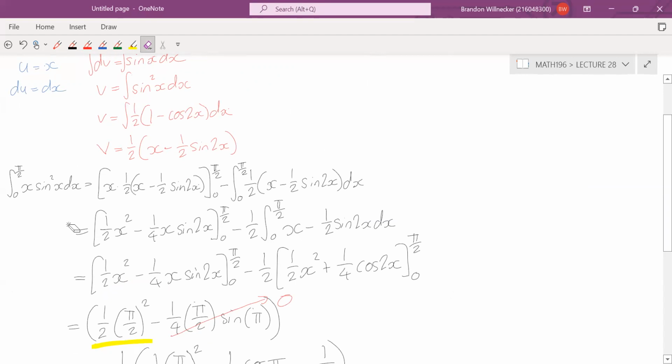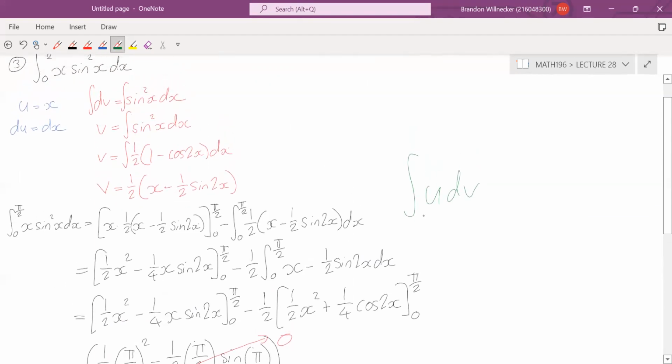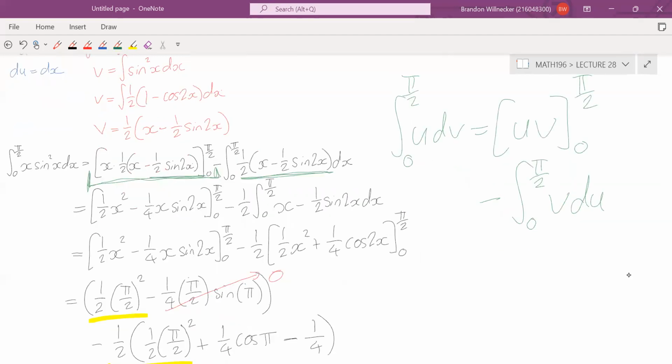So the second step here is exactly what we did last time. It was the integral of u dv, but now the bounds are from 0 to pi over 2. So this is equal to u times v, evaluated from 0 to pi over 2. That's this part here. Minus the integral from 0 to pi over 2 of v du. That's this part over here. Okay, so that's that part there.